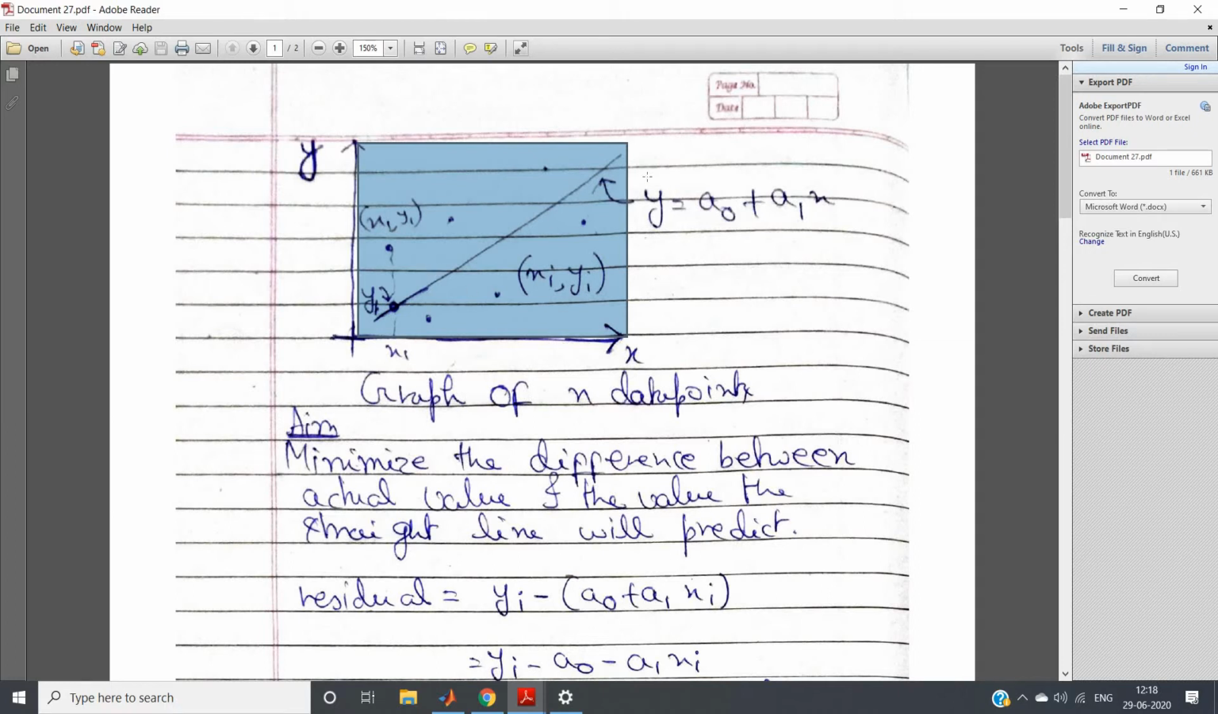So what we do in linear regression: we have some data points in a two-dimensional plane. We try to find the best fit straight line in that plane for all those data points. We have assumed our straight line equation as y = mx + c, where m is the slope and c is the intercept. Here we have taken a0 + a1x, where a1 is the slope and a0 is the intercept, right?